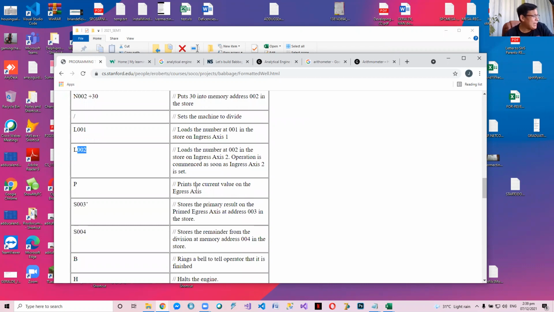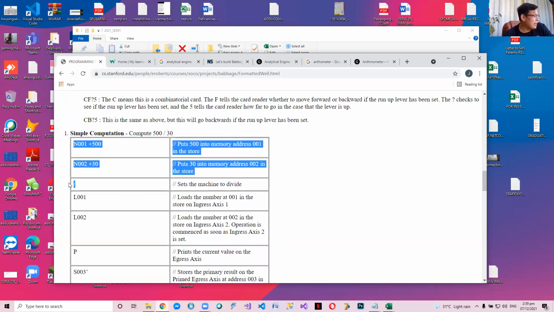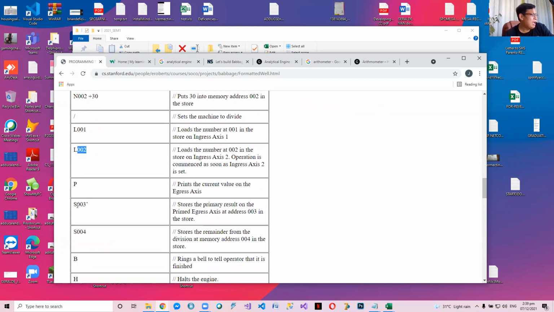Okay? And then P prints the current value of the egress axis. This outputs, no? Divide, no? There's a number card. This is an operation card before the load. So, nauna yung operation kaysa data. Do you follow? First, it signifies a divide. Then, it loads the dividend. And then, it loads the quotient. And P means put the result in the egress axis.